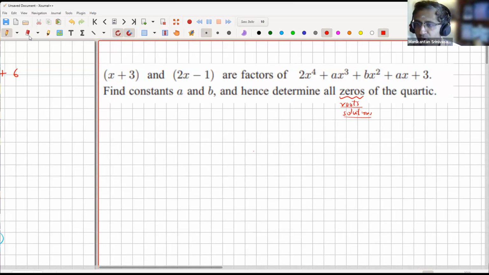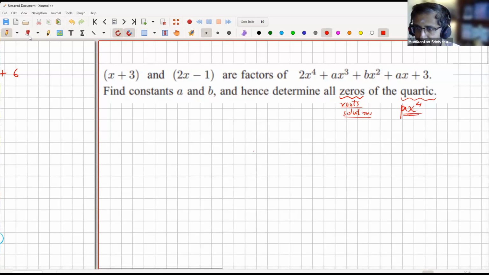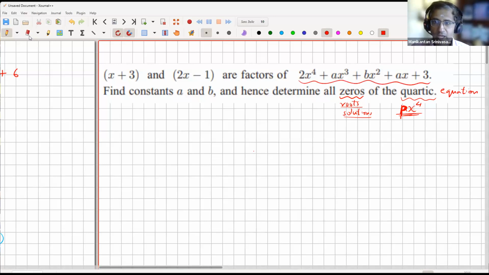Quartic means 4th order. So we have quadratic, cubic, and then quartic. So x power 4 is the highest. So something a x power 4. So no, not this a. I'll just say some p x power 4. So in this case, p is 2. But p does not matter. P is just a coefficient, x power 4. And zeros of the quartic, the hidden word here is quartic equation. If you set this expression to be equal to 0, such an equation has 4 zeros or 4 roots or 4 solutions. Using that, he wants to find A and B.